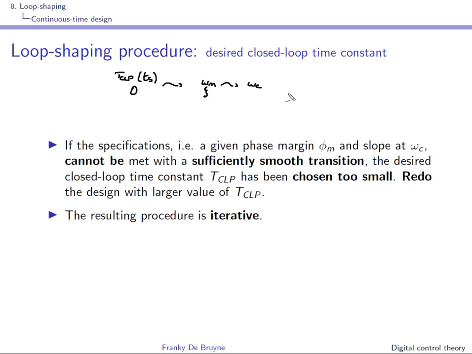It could be that in your design you have difficulties in obtaining this smooth transition around the crossover frequency over a sufficiently large frequency range, so typically more than a decade, and this means that you probably have chosen this TCLP parameter too small. So what you have to do is to redo the design, but with a larger desired closed loop time constant, until you have a design that is satisfactory. So you can see that the resulting procedure becomes iterative.